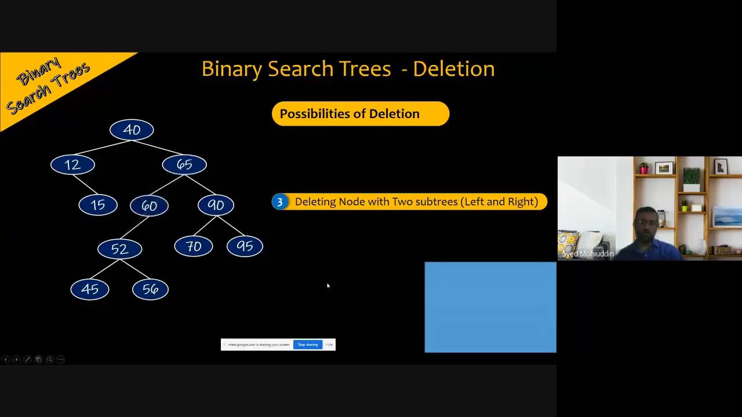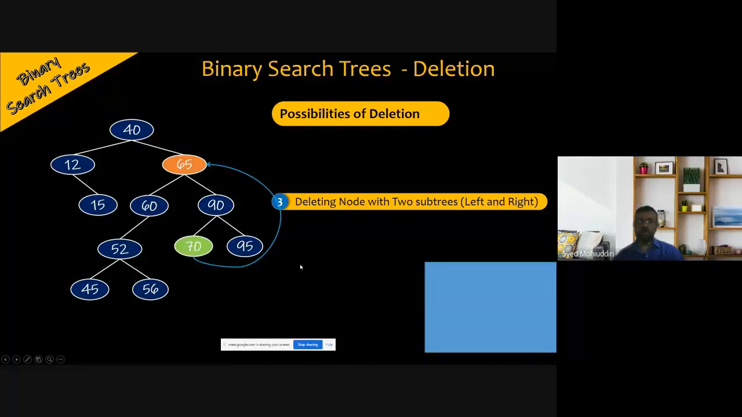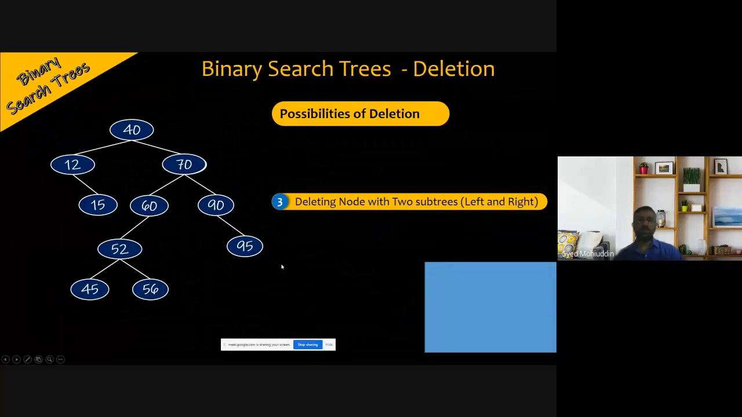But suppose we are considering the right subtree. In the right subtree we have to select the smallest element and replace the node with it. So node 70 is the smallest element. We replace the node which we are deleting with it, and node 70 simply gets deleted. The rest of the links are the same, and the structure of the tree remains the same. So this is how deletion in binary search trees is performed.